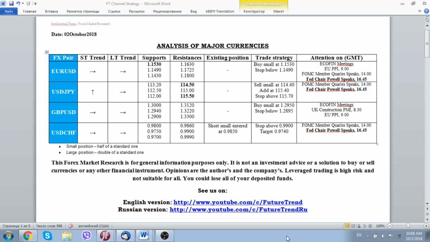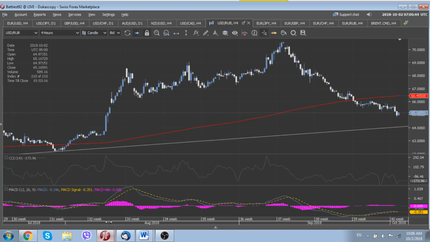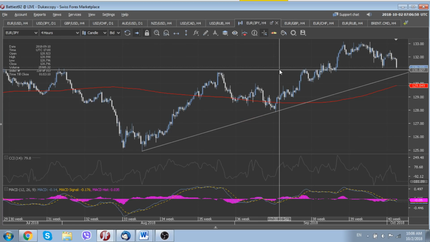At the moment we are seeing subsiding demand for the riskier assets that was associated with the last relief with the so-called NAFTA agreement between Canada, United States, and Mexico. Now the risk aversion is on a rising path, and as you could see, the euro yen, for example, is trading much lower compared to the last session.